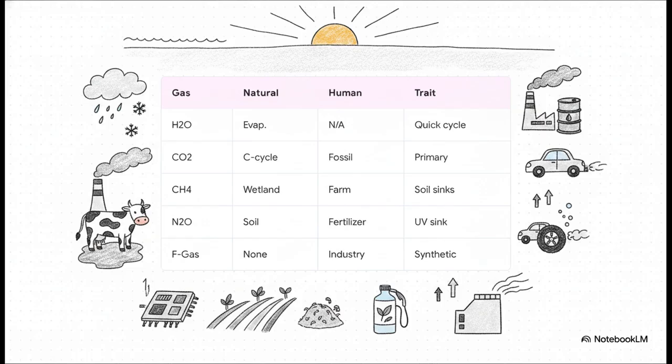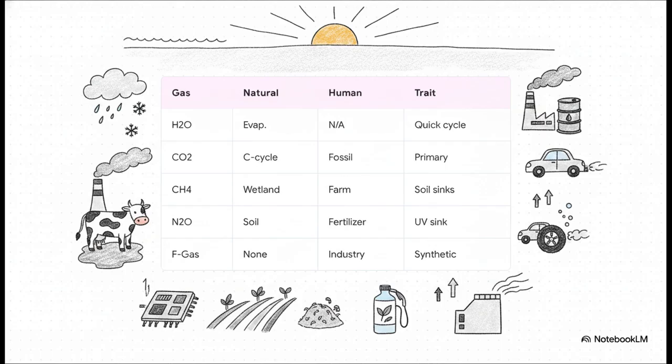Next is carbon dioxide, or CO2, which is the primary gas emitted by human activities like burning fossil fuels. Then we've got methane. This naturally comes from wetlands and termites, but a massive amount comes from human agriculture. Yeah, we're talking about cow burps here, and natural gas leaks. Nitrous oxide naturally occurs from soil bacteria, but things like synthetic fertilizers and transportation fuels are really spiking its levels.